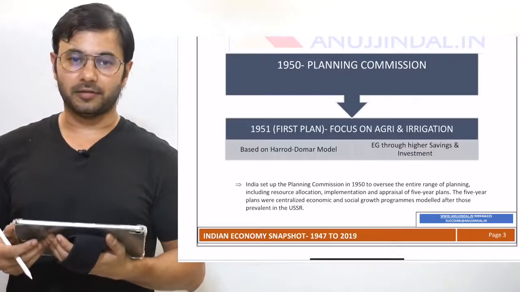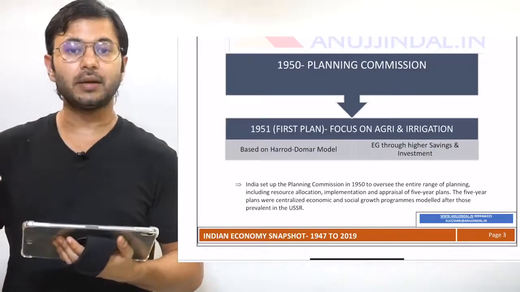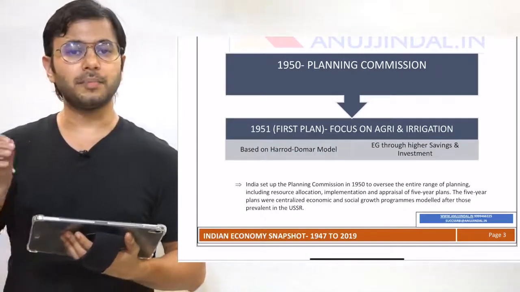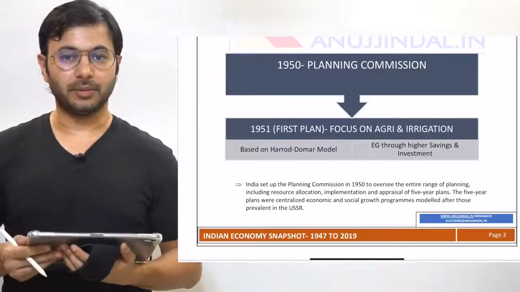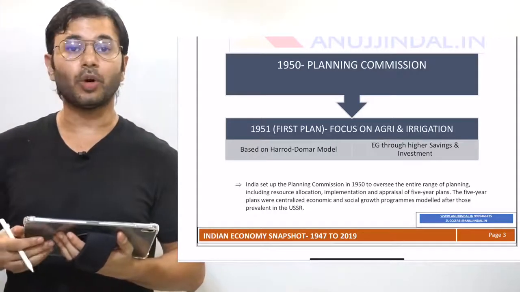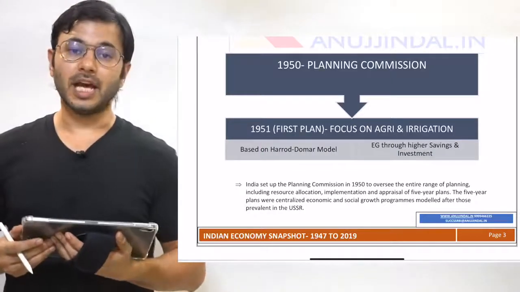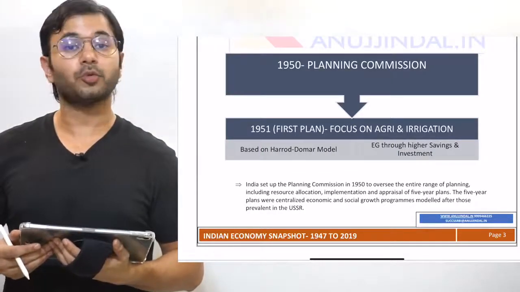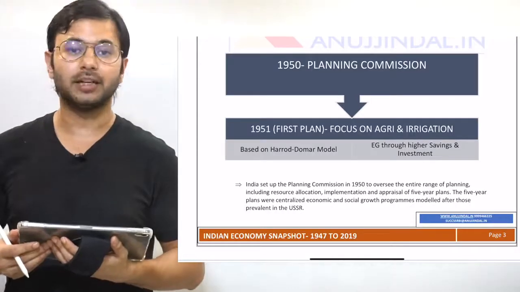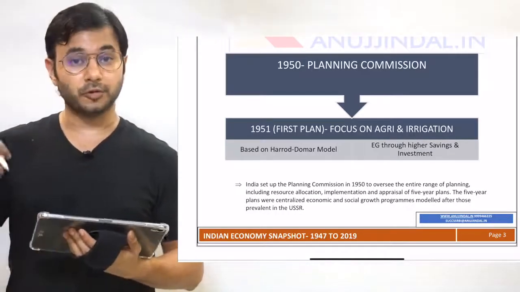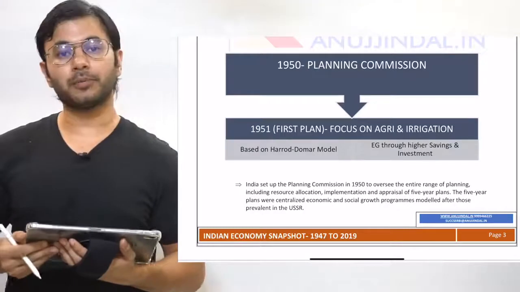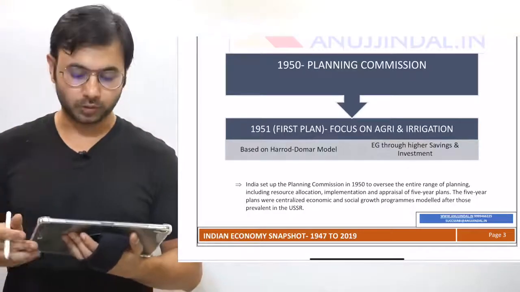Coming back to the era after independence, in 1950, Planning Commission was set up. What was the main purpose of setting up Planning Commission? The main purpose was to create a well-defined timeline for the next 5 years, as well as a long-term vision document for 20 years in order to guide development in India. In the first 5-year plan that was created and approved in 1951, two things were carried out.